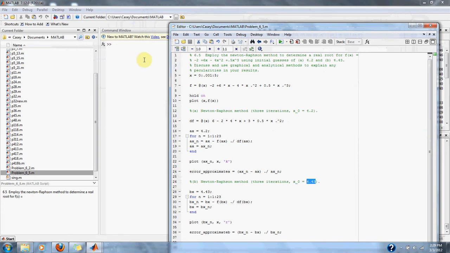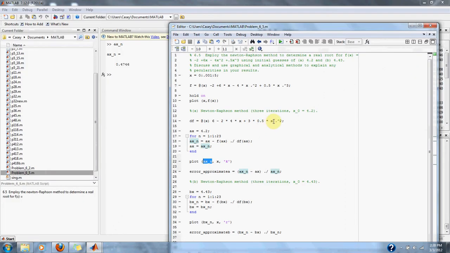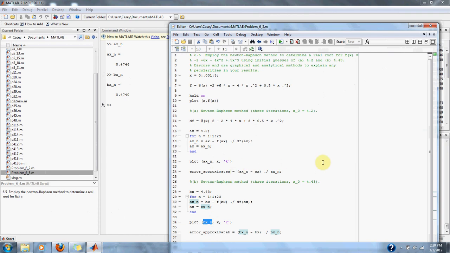The actual values received for part A and part B are 0.4746 for part A, where our initial guess is 4.2, and 0.4740 for our second guess of 4.43. So our results are very close, but differ because of our original guesses.